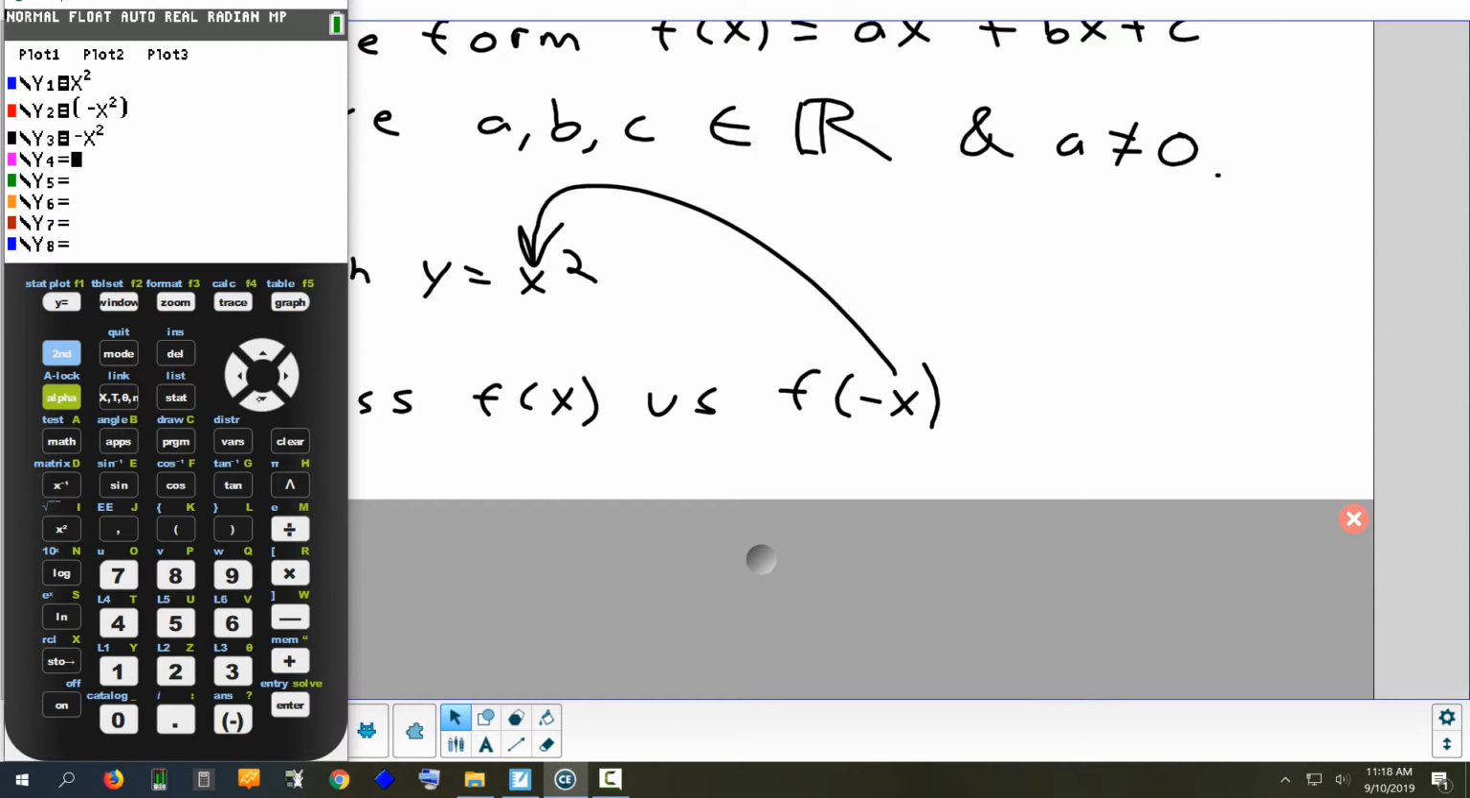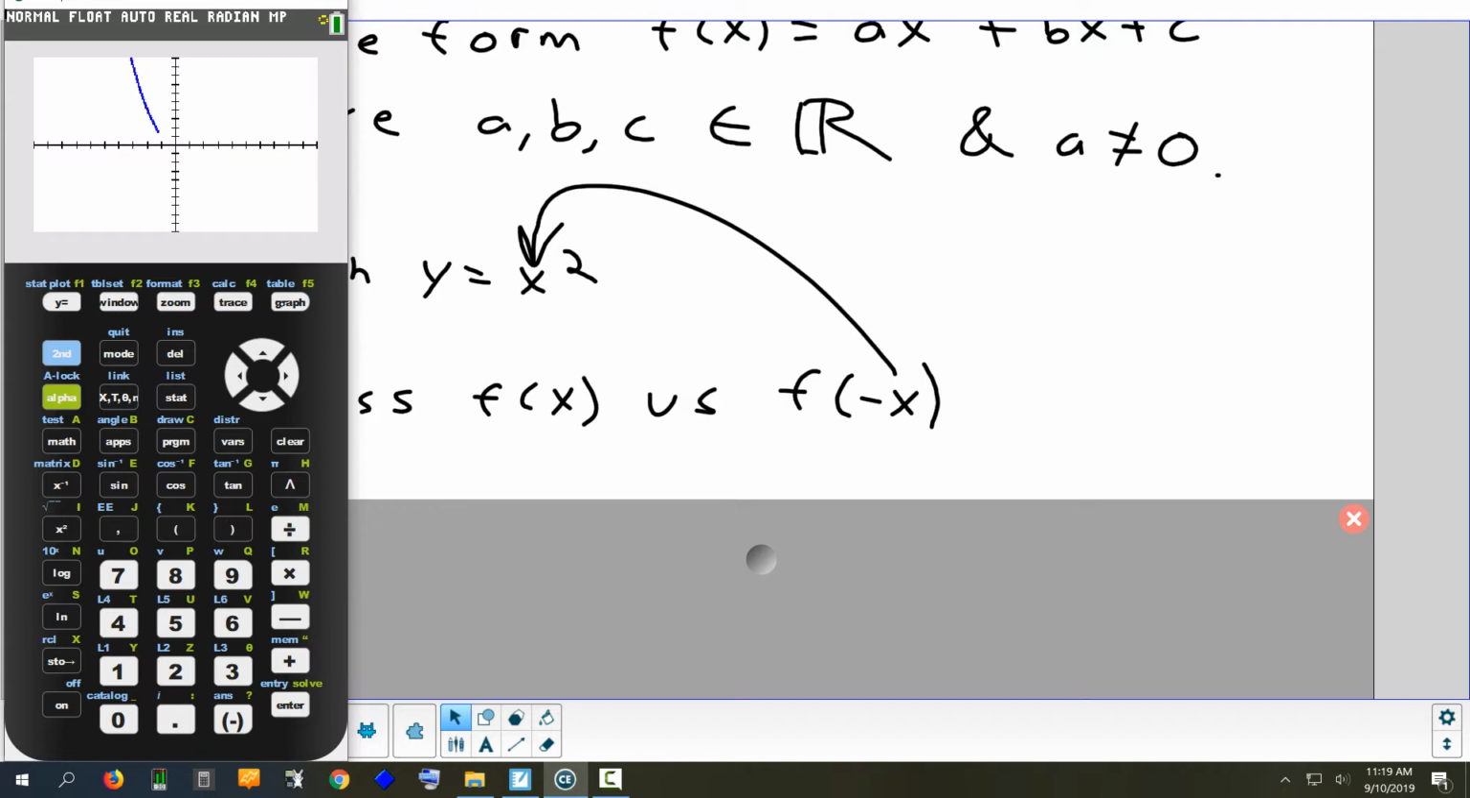Let's try this. Let's put a negative x squared, but this time I'm putting the negative out in front, so it's not in the parentheses, it's outside. Let's watch what happens this time. So there's the original. There's the one where I put in a negative inside the parentheses. And now it looks like that. So depending on where you put a negative, we can cause different things to happen. Negatives usually cause flips.